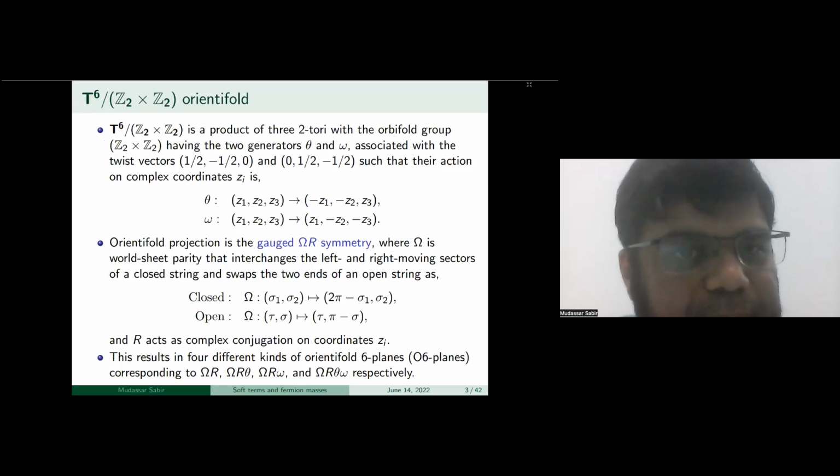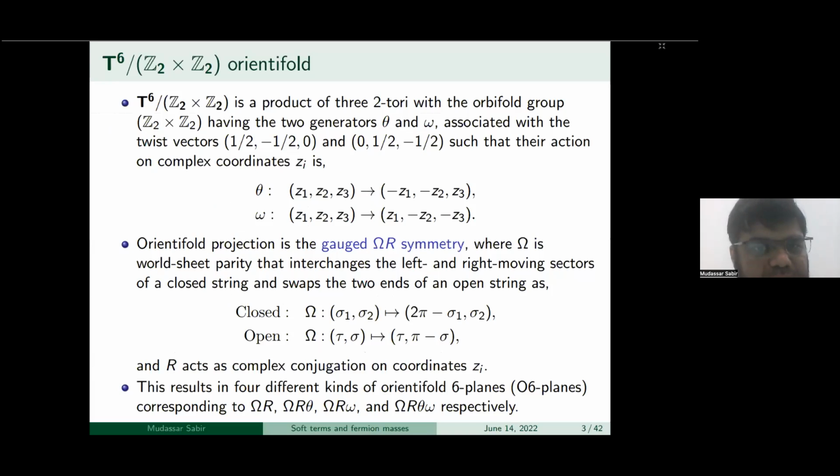So basically, I'm choosing the T6 over Z2 times Z2 orientifold, which is a product of three 2-tori with the orbifold group Z2 times Z2 having the two generators theta and omega associated with the twist vectors (1/2, -1/2, 0) and (0, 1/2, -1/2), such that their action on the complex coordinates is given by the following equations. So theta changes the Z1 and Z2 coordinates by a negative sign, and omega changes Z2 and Z3 by a negative sign.